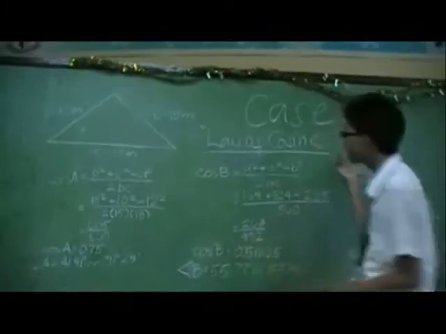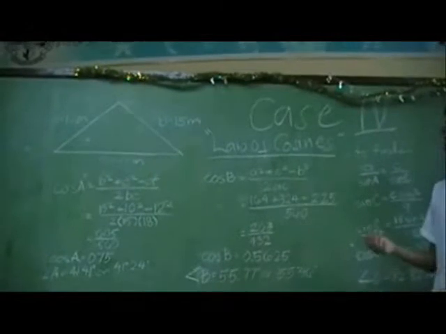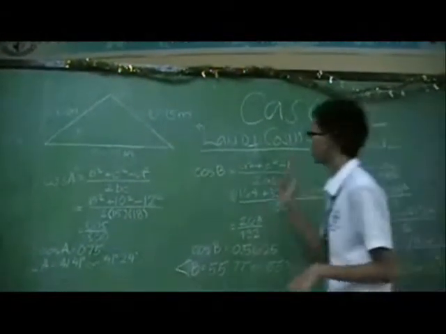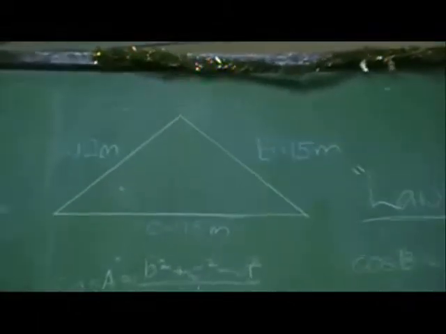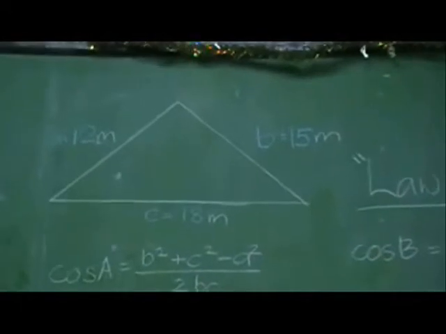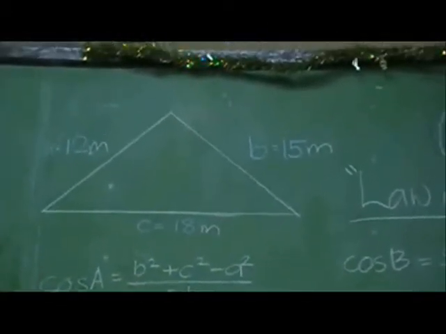Now, let's solve case 4. It's all about the law of cosines. Now, let's see the application of the law of cosines. This is an example of a triangle under case 4. It has 3 sides that are given. Now, let's see what sides are given.